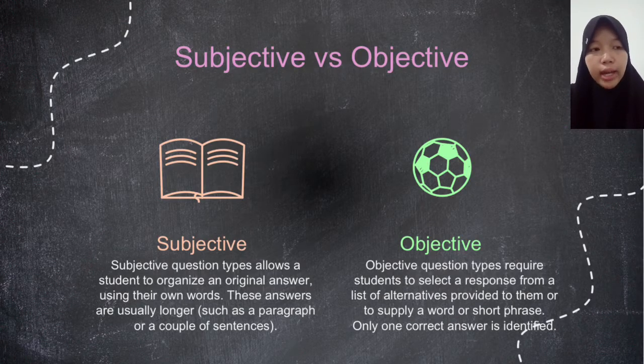Subjective question types allow students to organize an original answer using their own words. This type of question usually has longer answers, like a paragraph or a couple of sentences. Subjective assessments are popular because they typically take less time for teachers to develop, and they offer students the ability to be creative or critical in constructing their answers.